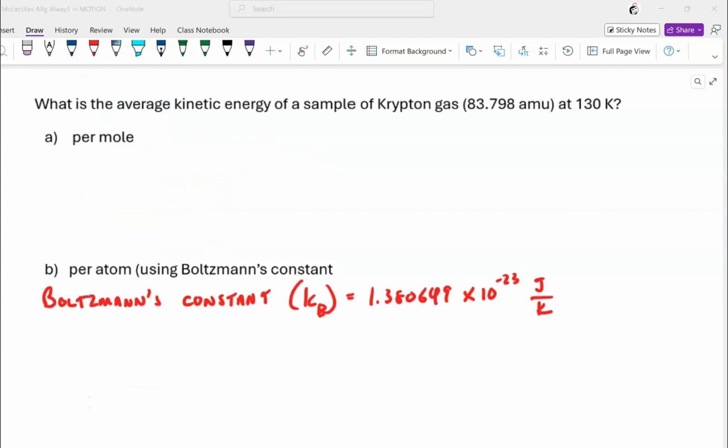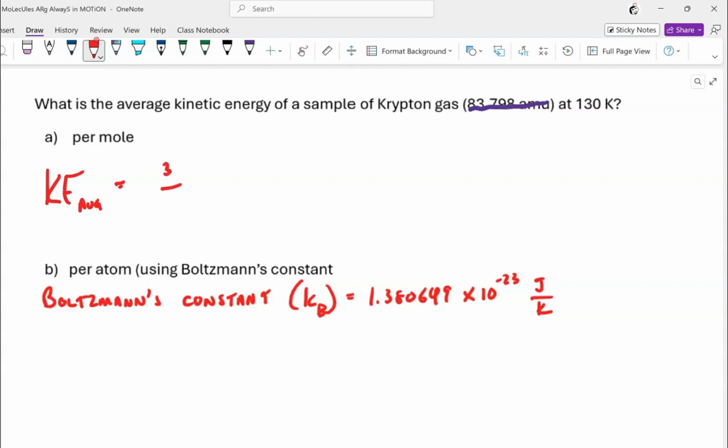Okay, let's try these two problems here, where we've got a sample of krypton gas, and it's giving us the mass in atomic mass units. We don't really need this for now, okay? So let's try this out. Let's calculate its average kinetic energy at 130 kelvins, and we're going to start it off by calculating the average kinetic energy per mole, and you'll see how it works in the units.